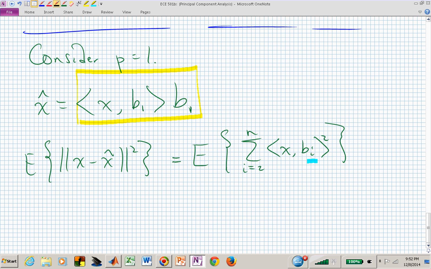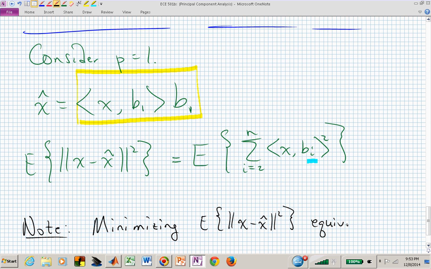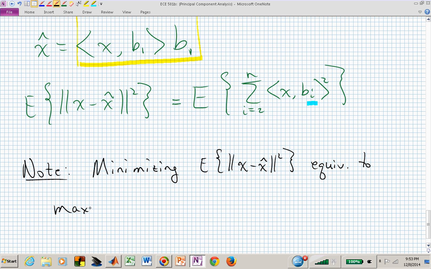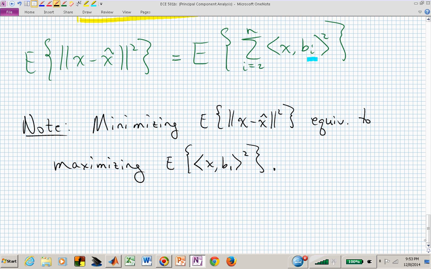What I'm trying to say then is that minimizing the expected value of this norm difference between x and x hat squared is actually equivalent to maximizing the expected value of x with b1 squared, which really means that we want to find a vector b1 that will give us the largest expected value in this comparison with it and x, or correlating it with x.